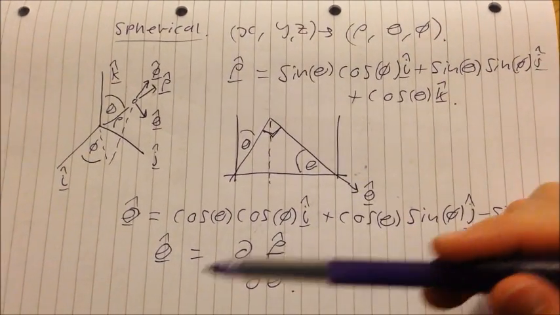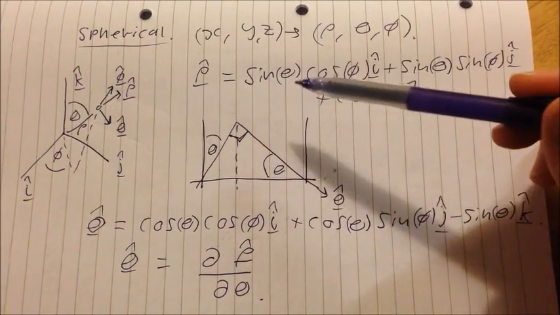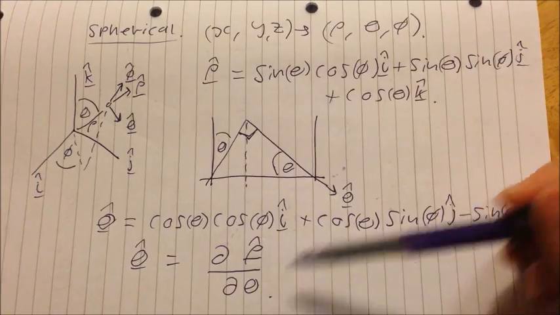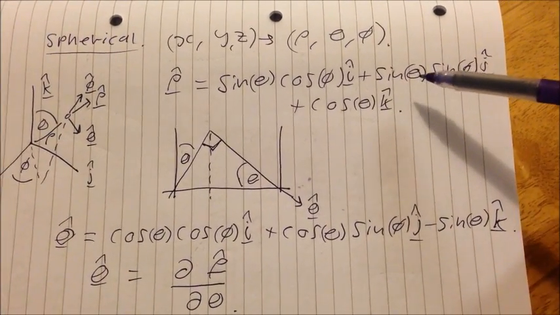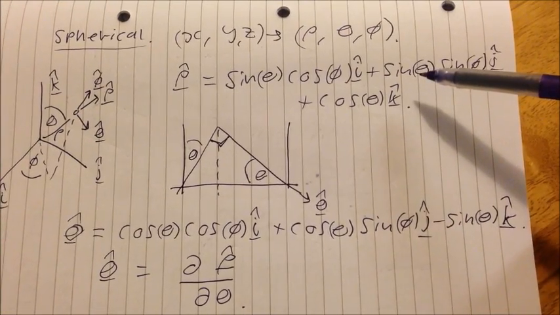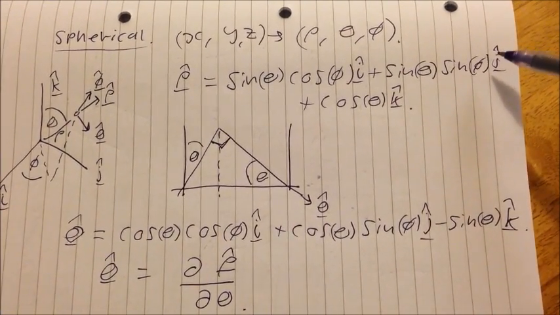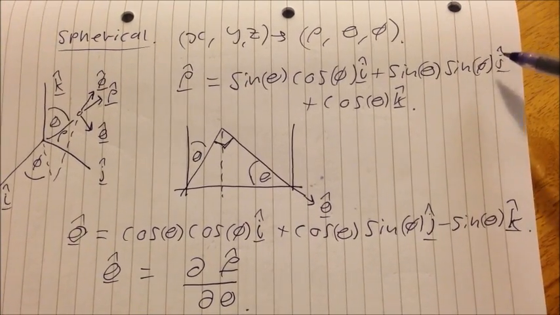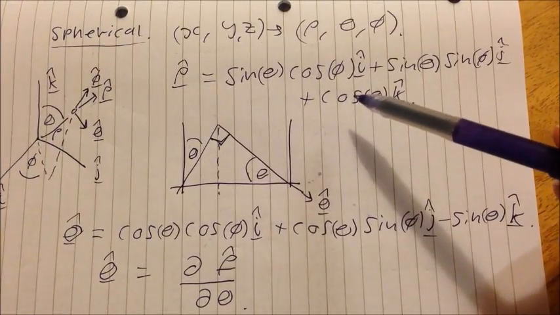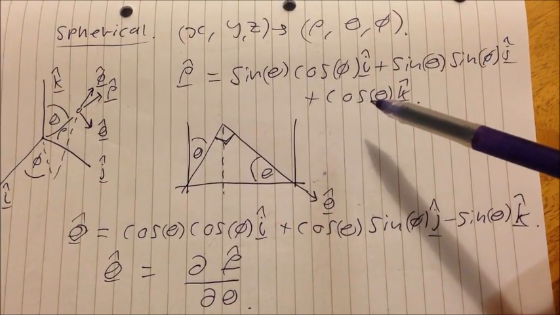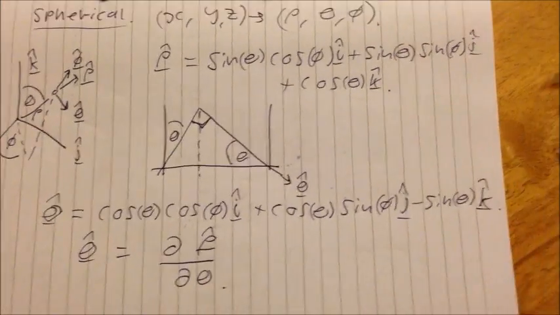Anyway, so I was just proving this, or showing it anyway. Differentiate the rho hat unit vector with respect to theta partially. So sine goes to cos, don't change the sign, because this will become cos theta sine phi in the j hat direction, and then this differentiates to minus sine theta k hat. There you go. Correct.